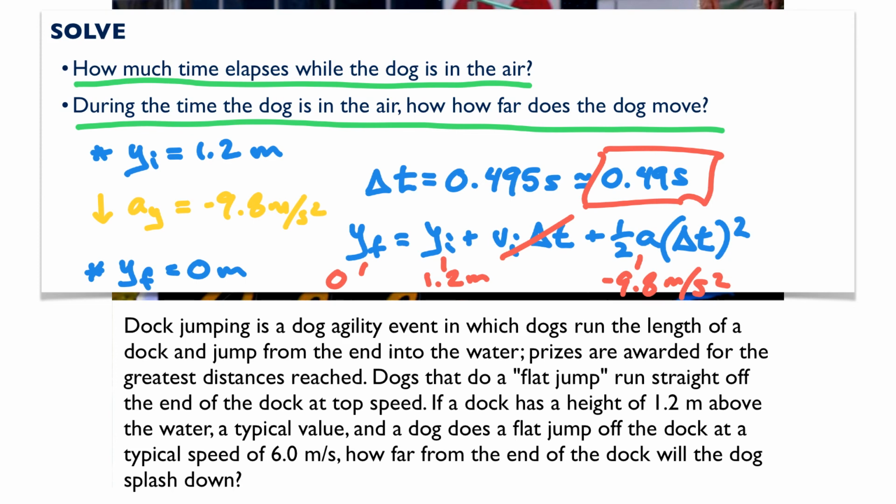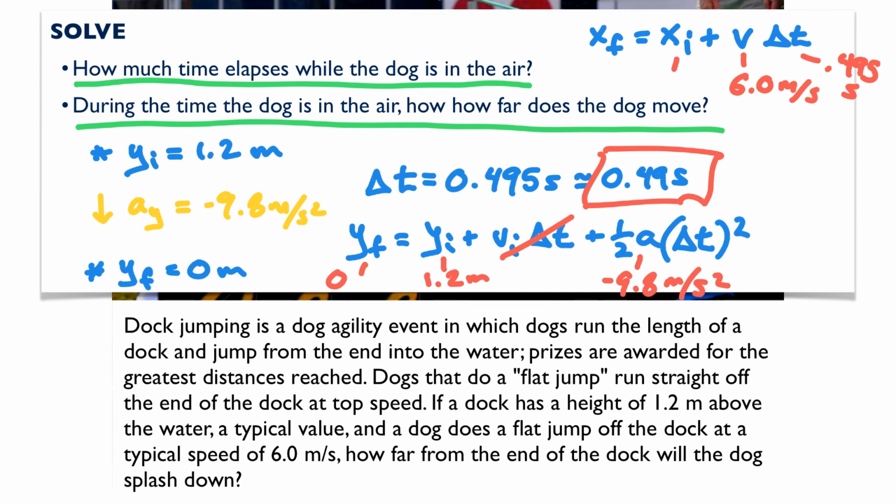With the time in hand, we're going to calculate the horizontal motion. Now, the horizontal motion is uniform motion. So we can use this relationship. x_f is equal to x_i plus the velocity times the time interval. Well, the dog moves at a uniform horizontal speed of 6.0 meters per second. It does that for a time of 0.495 seconds. And I've used the full 3 sig figs there to eliminate any kind of rounding errors.